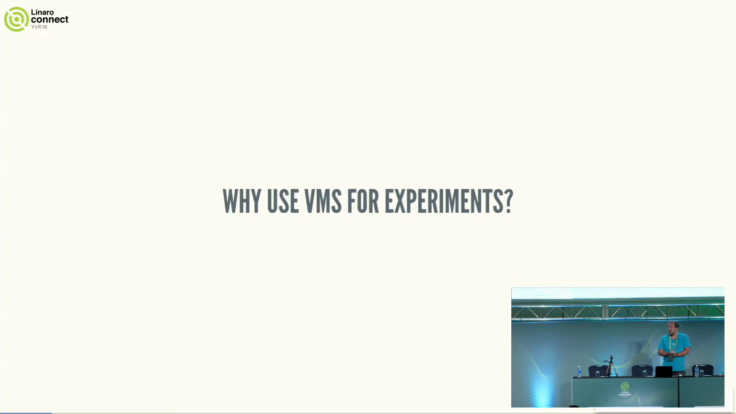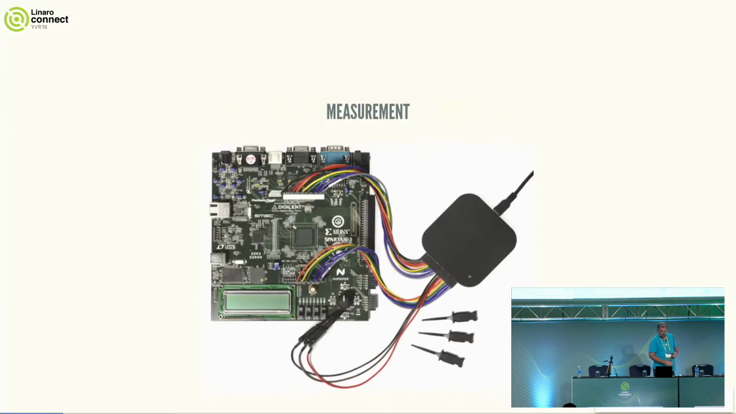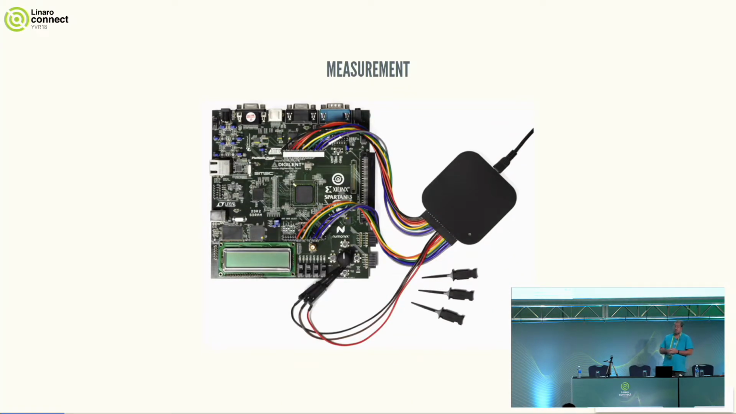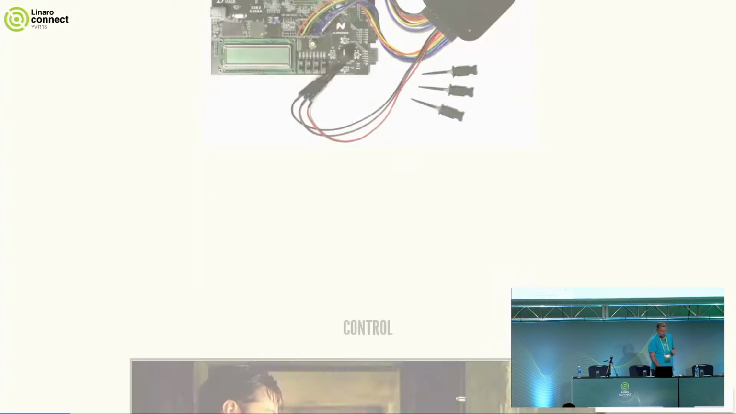So, why do we want to use virtual machines for doing experiments on code? Well, the first reason is measurement. Measuring things on hardware can be quite hard. It generally involves attaching lots of wires. It will also depend on having the information that you want exposed by the hardware. And of course, everything in software is easy because you can just simply rebuild it and add what you need.